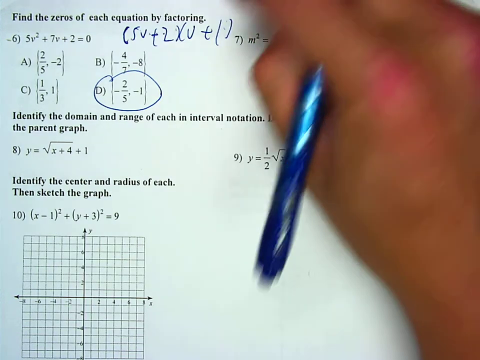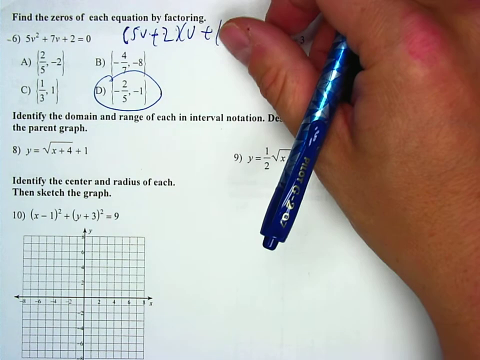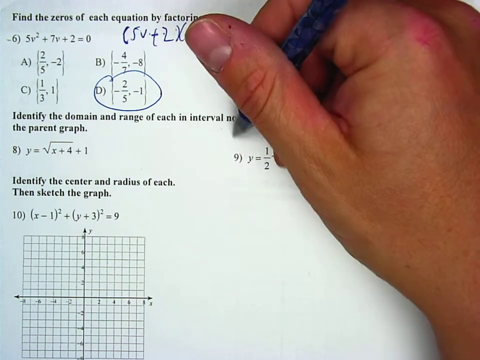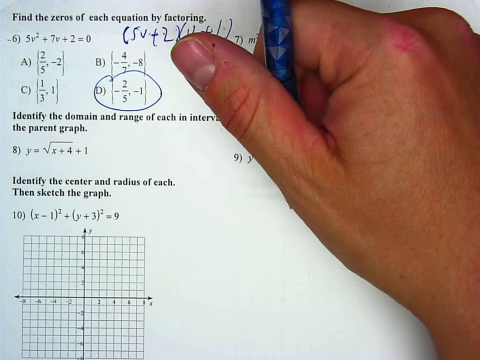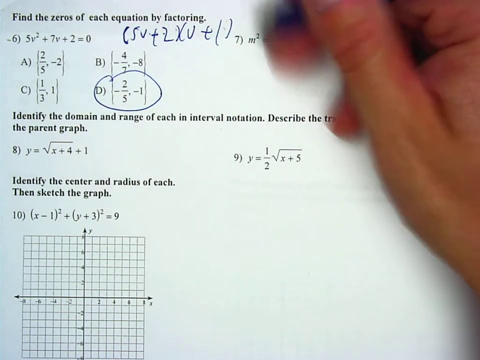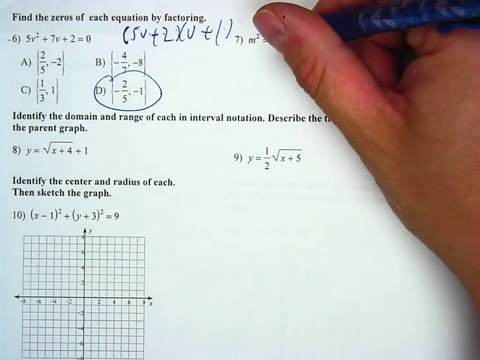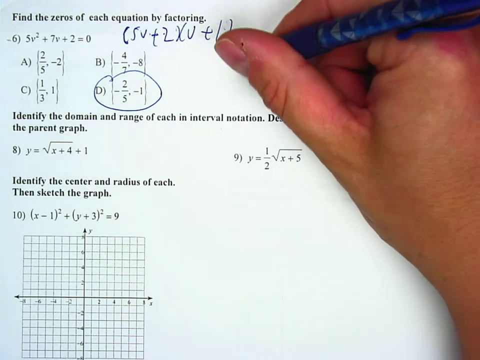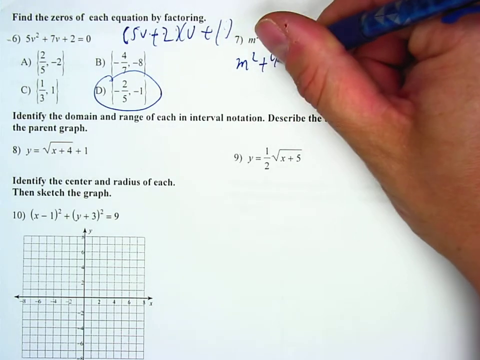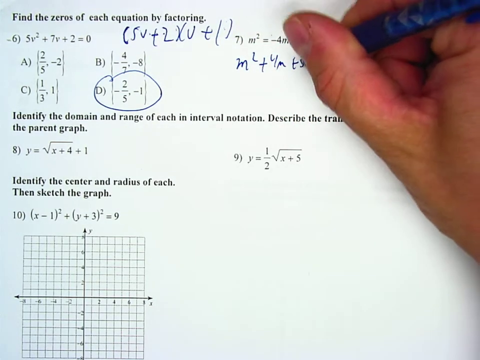So again, I did that factoring by guess and check. But you can do it the X method, the box method, or you can do quadratic formula with these as well. Here, the m and the 3 are on the wrong side. I'll move them over: m squared plus 4m plus 3, not minus.